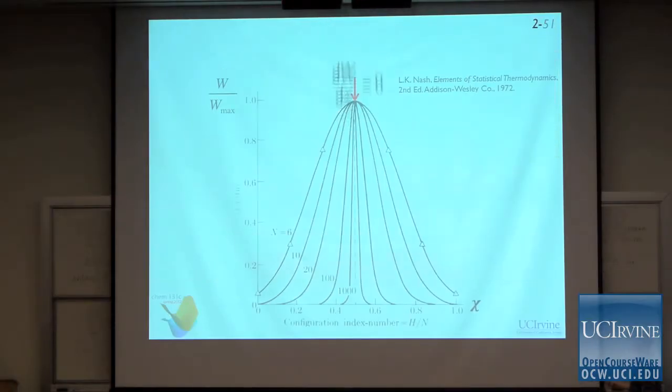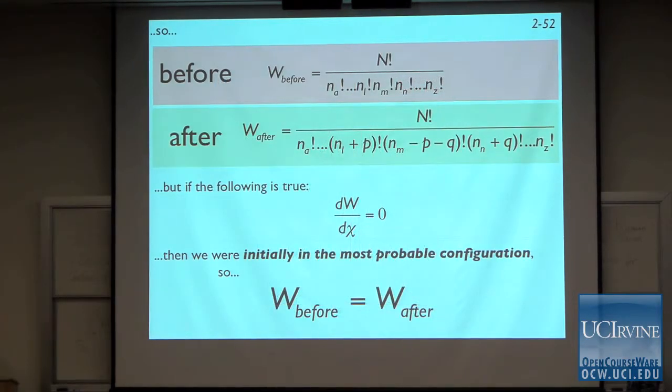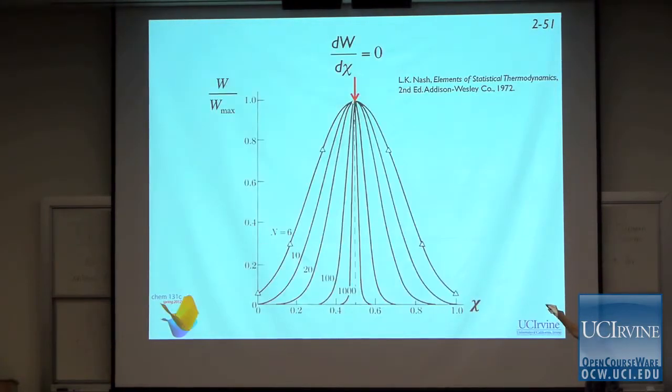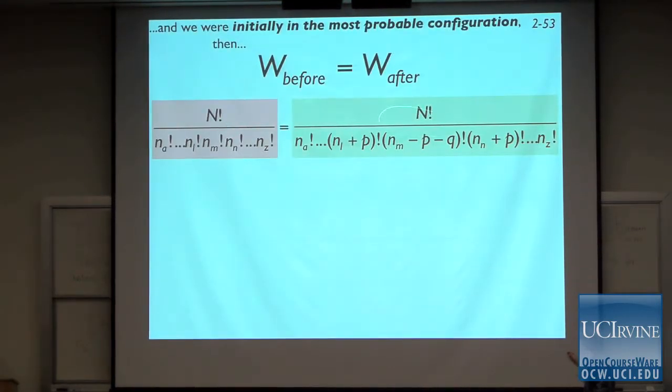That's the whole point. If the rate of change of W with configuration is 0, that means that these two have to be equal to one another. In other words, we're at the peak of this curve. W before equals W after if and only if we are right there. If we're here and we shift in either direction, it's not going to be true. W changes with configuration. It only doesn't change with configuration up there. So that has to equal that.